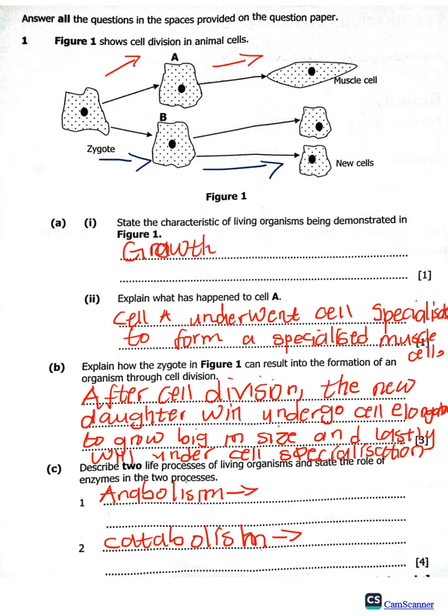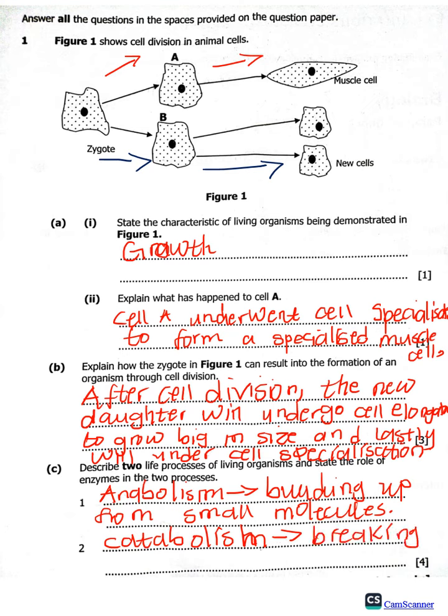So anabolism, we are saying, is building up from small molecules. Now even this one requires the presence of enzymes. Then catabolism, we are saying this one is breaking up, so breaking down large molecules to form simpler ones.